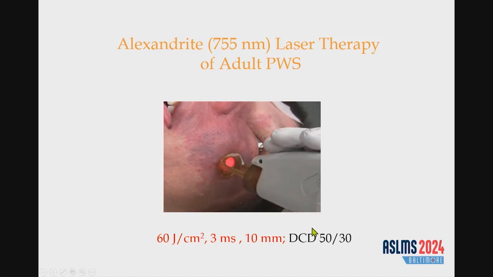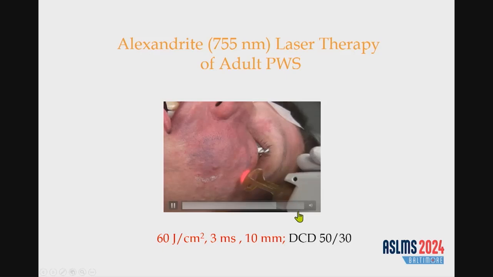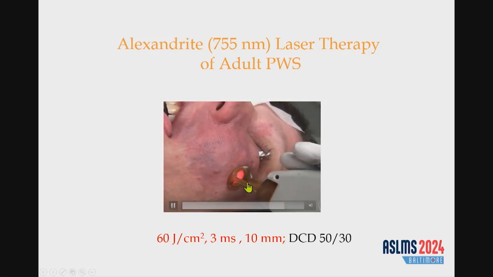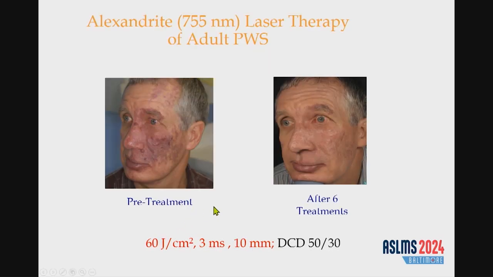Also notice that the dynamic cooling device parameters were increased because you're coagulating a large volume of tissue, and for patients who've got these thicker nodular, hypertrophic types of port wine stains, these can be very, very useful for treating these dark purple types of lesions.